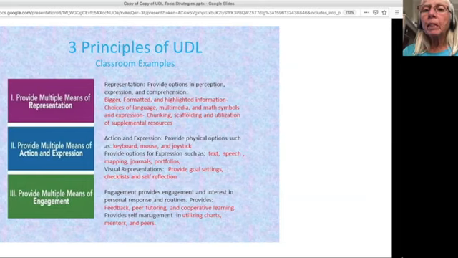Okay, multiple means of engagement: feedback, peer tutoring, cooperative learning. The cooperative learning part is the big challenge with remote access. So maybe we need to figure out some ways to help them build their own little groups on Facebook or whatever else they're using, because we can't always do it using the platforms that we are given through our districts. And then self-management, utilizing charts, mentors, and peers. Okay, next slide, please.